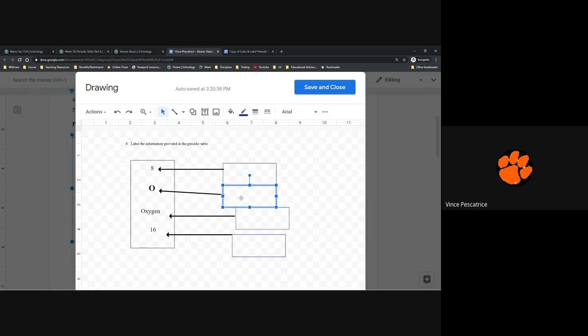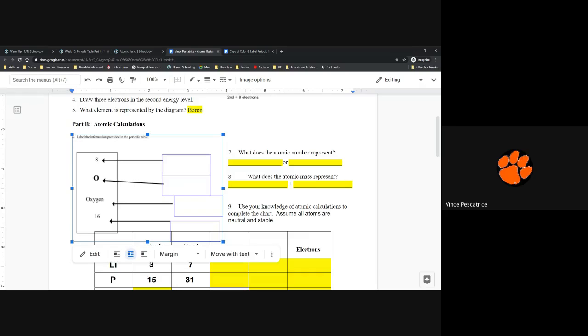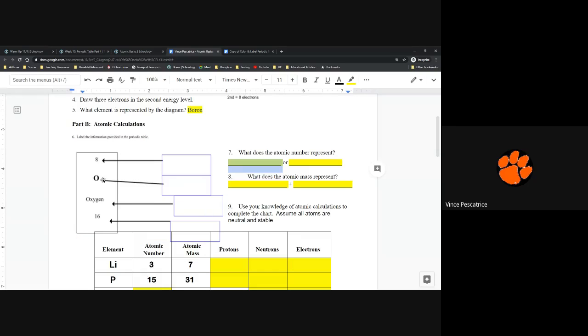So this is the atomic mass. Oxygen is the name. O is the 1 or 2 letter symbol. Every element has a 1 or 2 letter symbol. Not all of them make sense. So for example, iron does not have an I in the symbol, but instead Fe. And up here, that represents the atomic number. So you can fill those in. And then just like we talked about over there, I'm repeating this over here because 7 and 8 will help you answer the whole table on number 9.